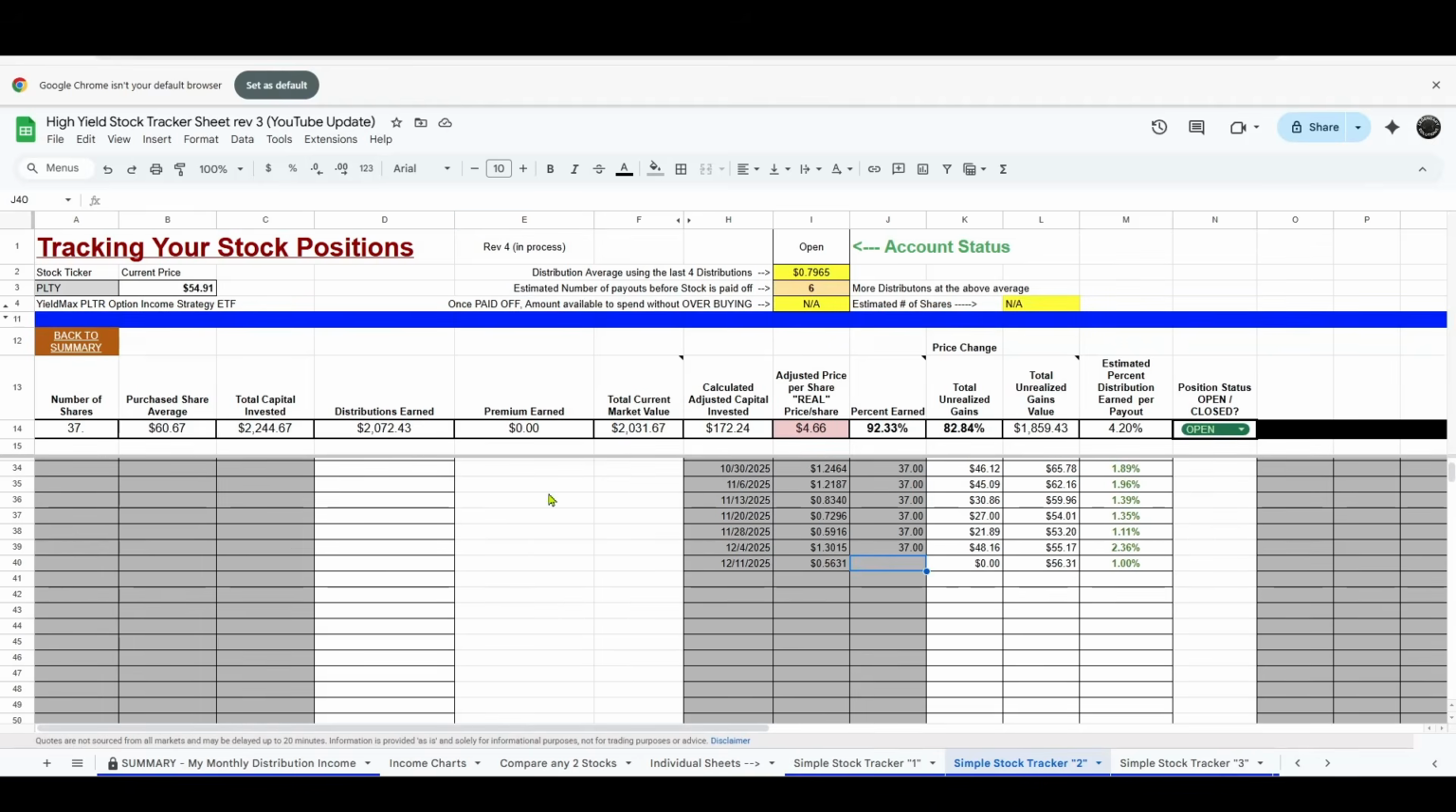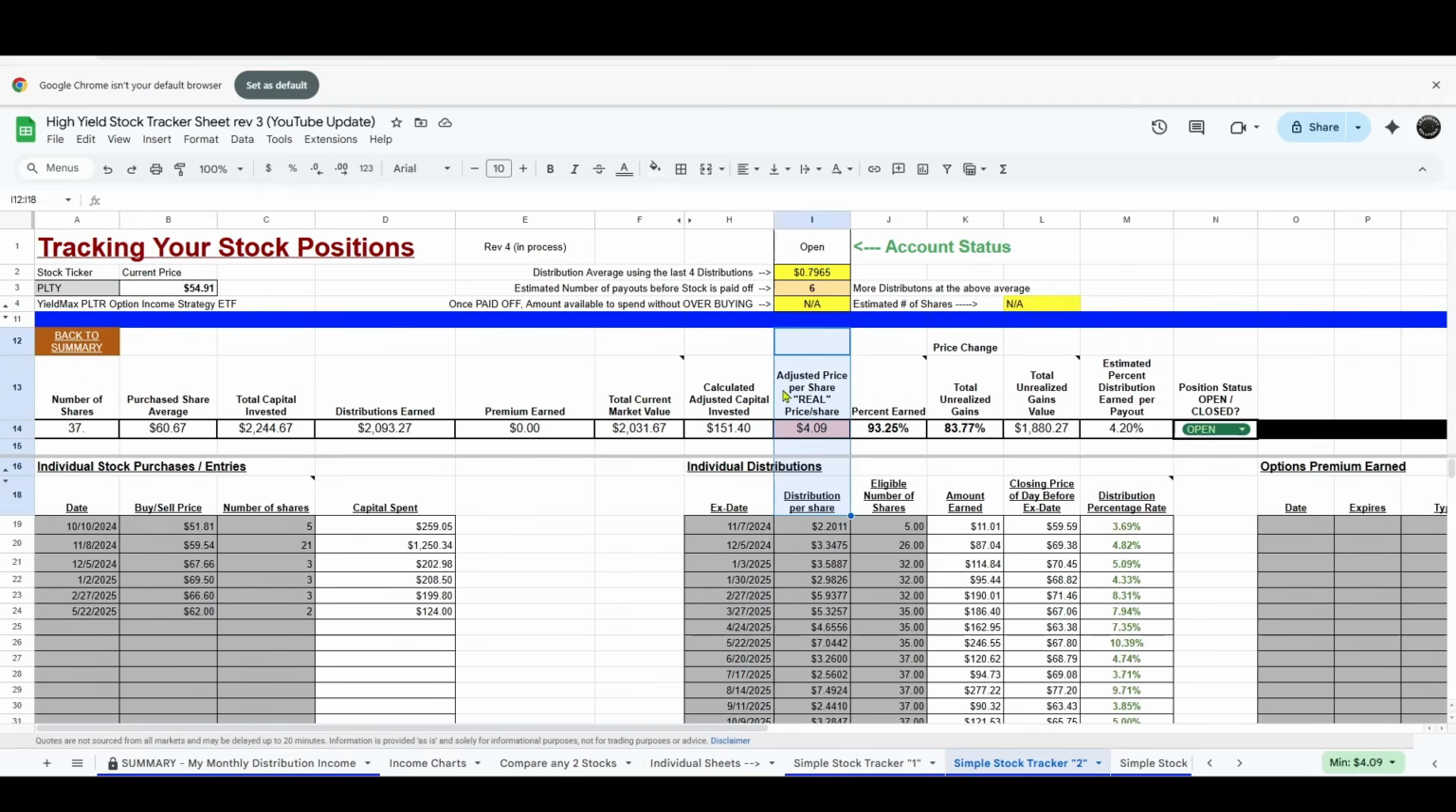And moving on, we've got PLTY. We earned 56 cents on this one per share, and I have 37 shares. So my real price per share of $4.66 now becomes $4.09. So with the current price of $54.91, and I have a real price per share of $4.09, I'm sitting pretty nice on this one. And if I were to sell all my shares at that current price, I would make $1,800, and that's an 83% gain on this play. So not too bad at all.